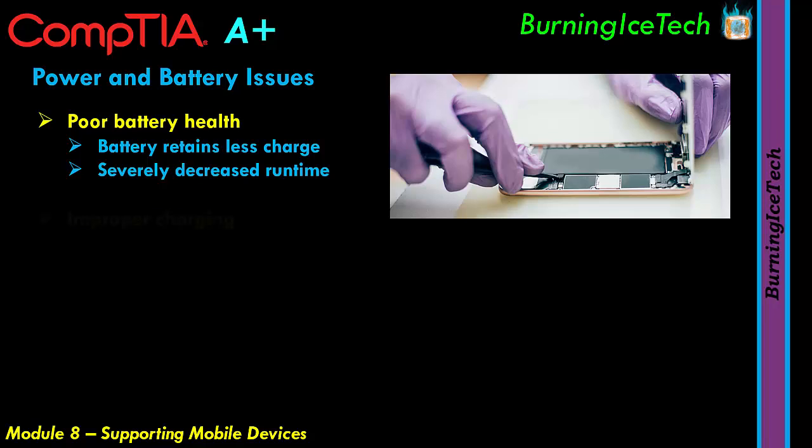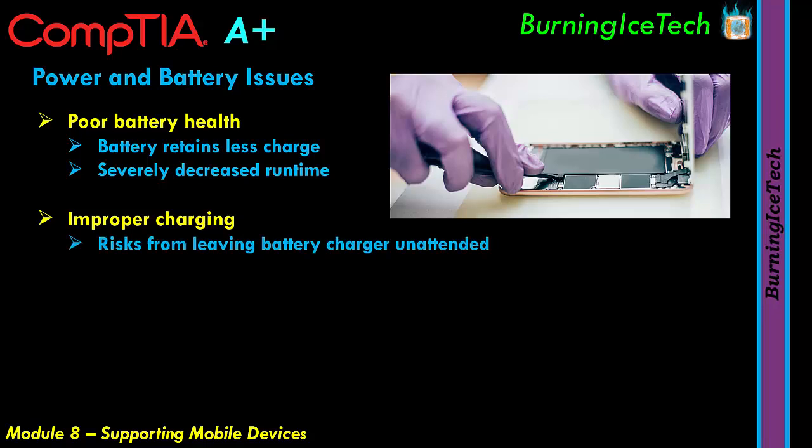It could also be improper charging taking place. Maybe your cell phone charger is damaged. It could be the cable, the adapter, or the port on the phone that's damaged. That's actually a very common scenario that I've seen with some people's phones. They end up bending the port and it doesn't make proper contact, so it charges, then it doesn't charge, or it doesn't charge properly. So there are risks from leaving a battery charger unattended, especially when there are kids around or if your phone is lying in a weird unattended location. Lastly, guys, swollen battery.